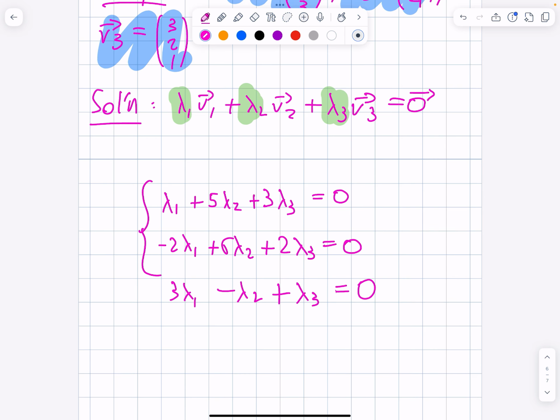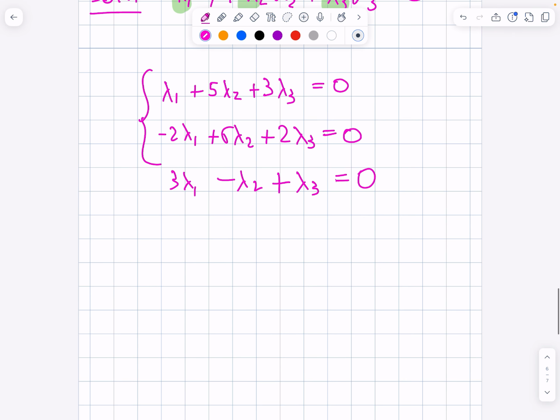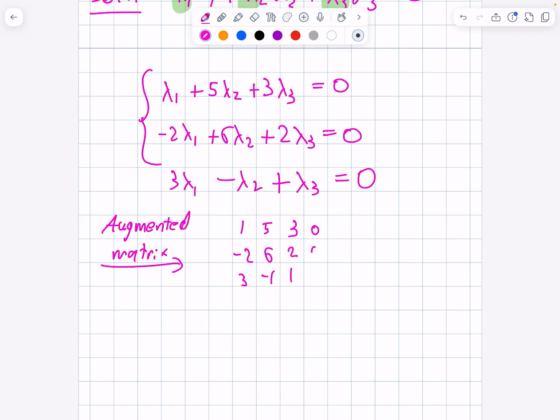Of course, it has a solution because it's a homogeneous system, but we want to know that that solution is the unique solution. You know how this goes. We go to the augmented matrix, which we may as well write out real quick: 1, minus 2, 3, 5, 6, minus 1, 3, 2, 1, 0, 0, 0. Here's our augmented matrix, and then we do our row reduction. You know how to do this. After we row reduce, what do we get?